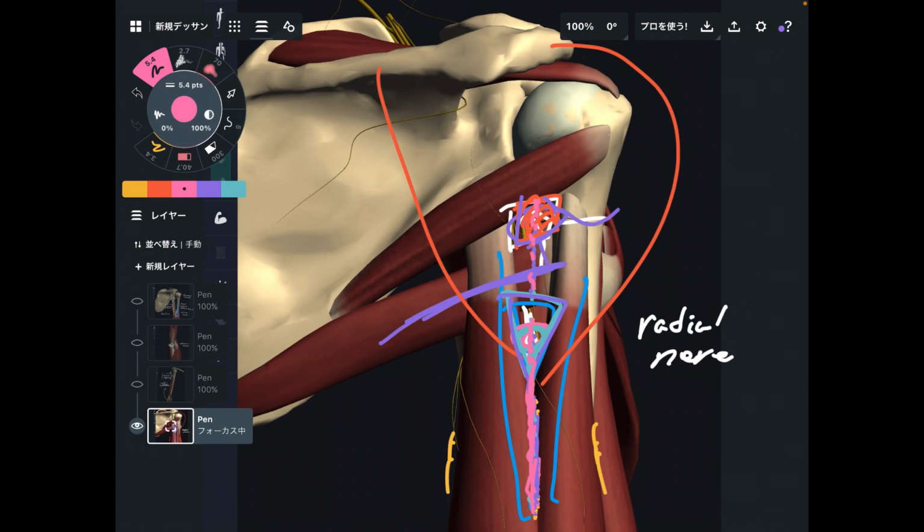In today's video, I explained the basic anatomy of triceps brachii. I explained its origin, insertion, function. Now at last, I explained the relationship between triceps brachii and nervous tissues.